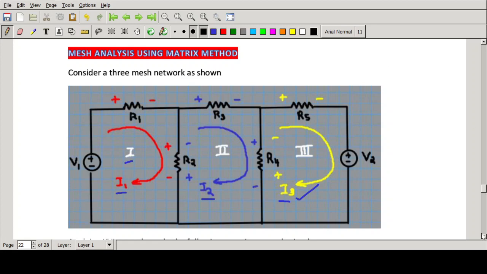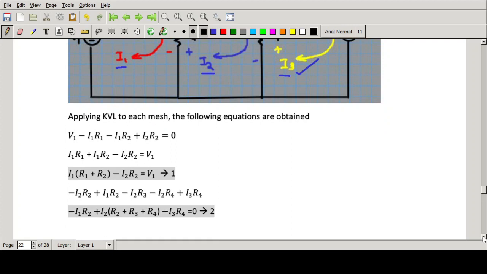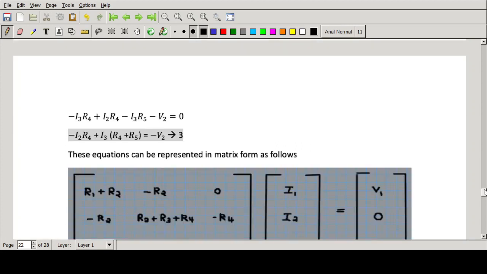So like before, we will write the equations. I hope you know already how to write them. We apply Kirchhoff's voltage law to each mesh and write the equation. So the equation corresponding to the first mesh is given like this. I'm not going into the details because you already know how to write the equation. And this is the equation corresponding to mesh 2, and this is the equation corresponding to mesh 3.